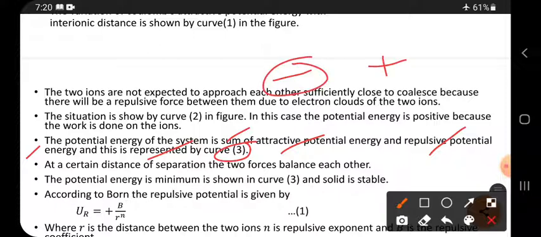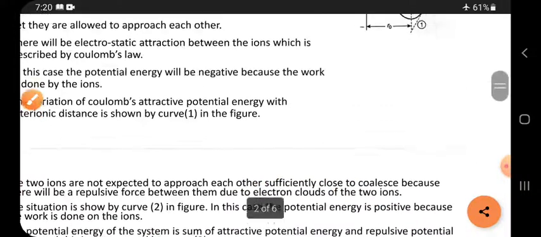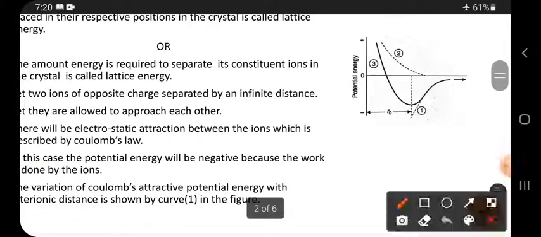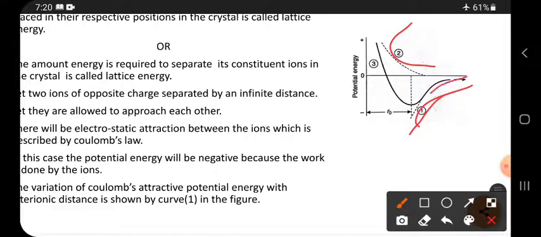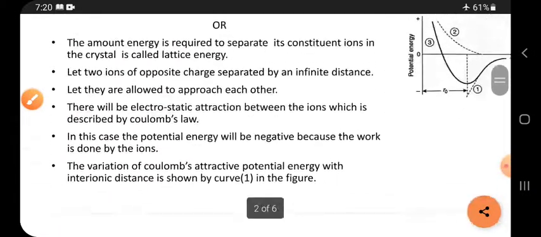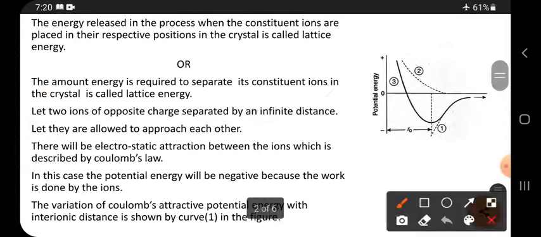That is why it comes in between curve 1 and curve 2. It is repulsion and attraction, and their sum is this graph. And see, this is the distance r naught, as explained. At this distance only, attraction and repulsion balance.